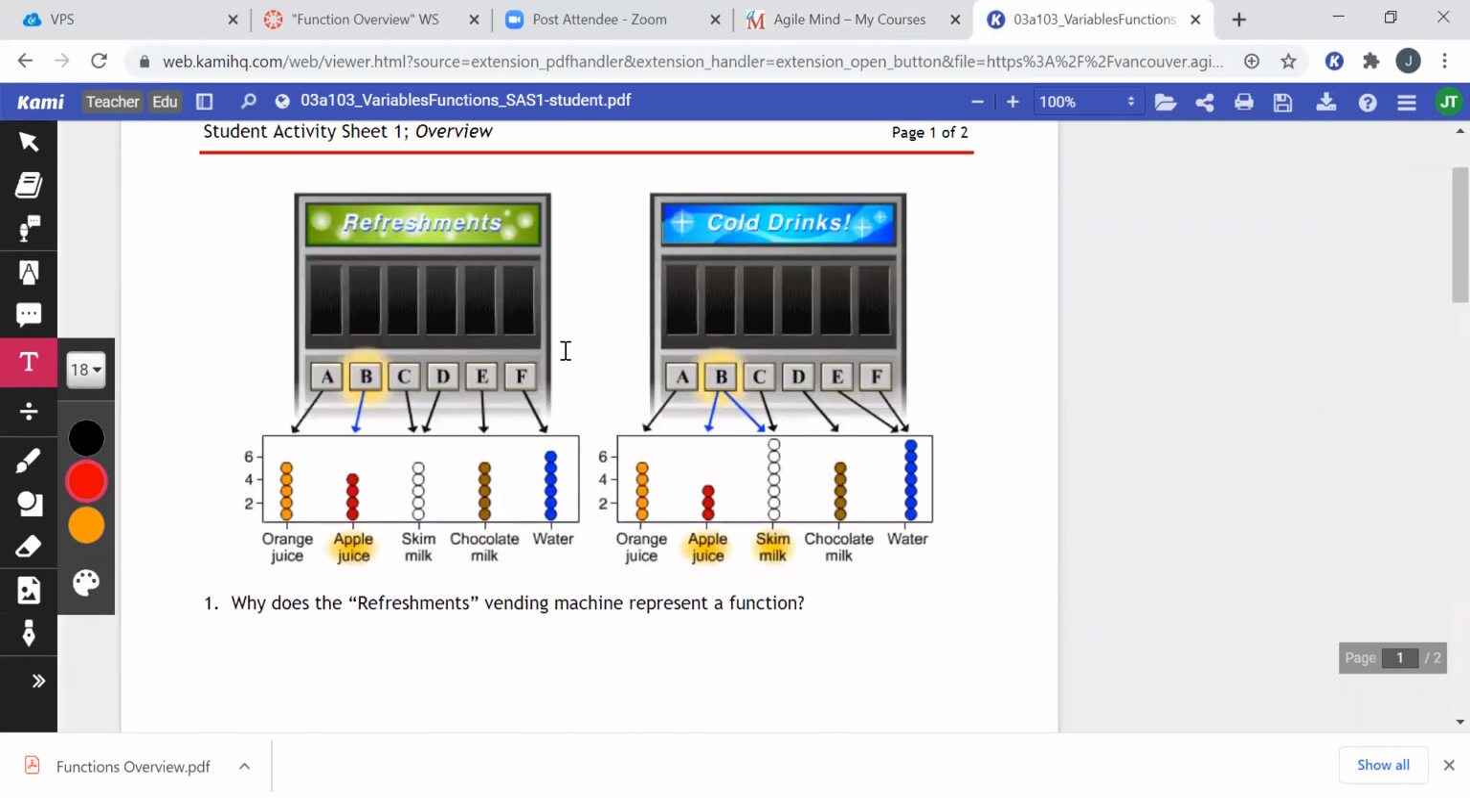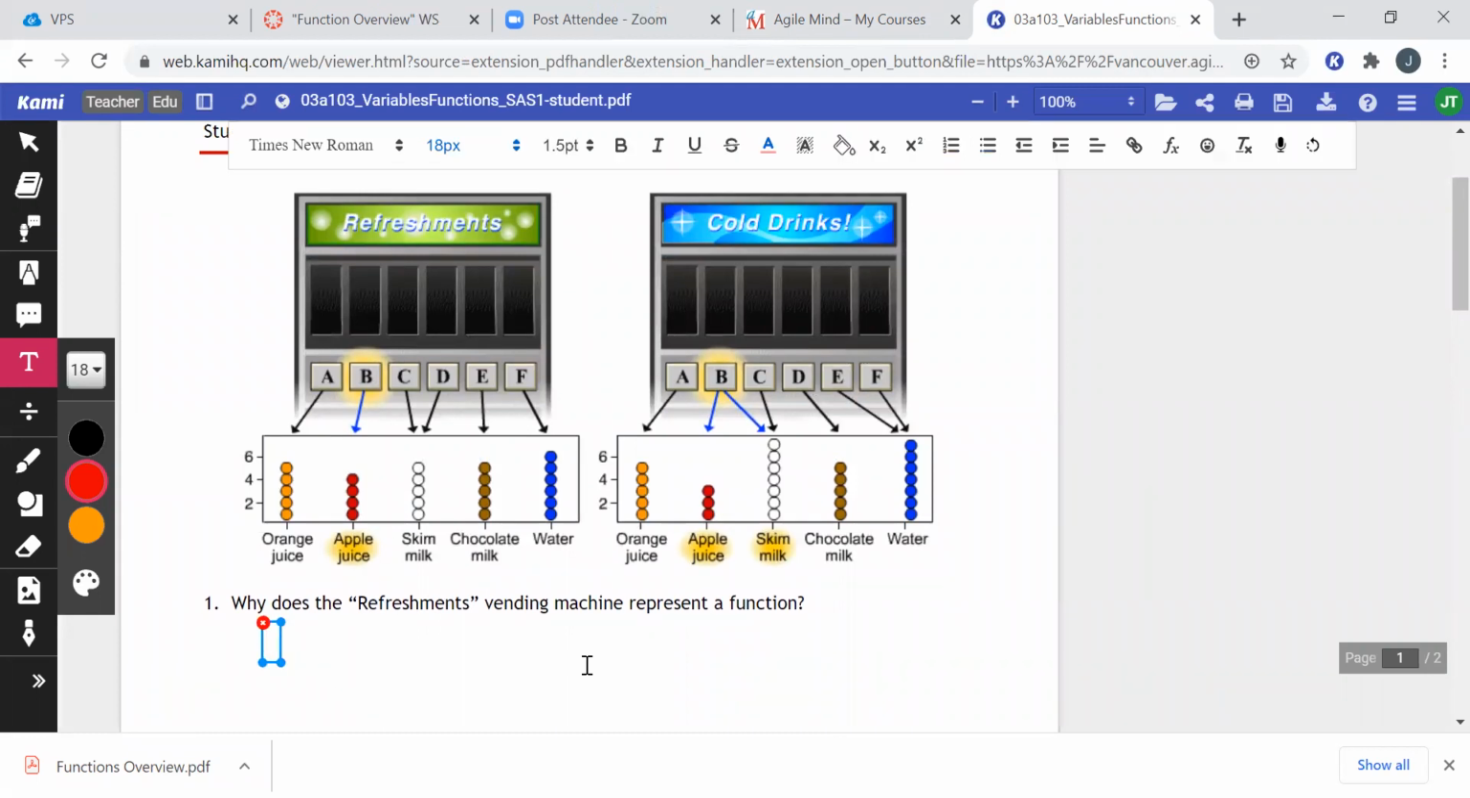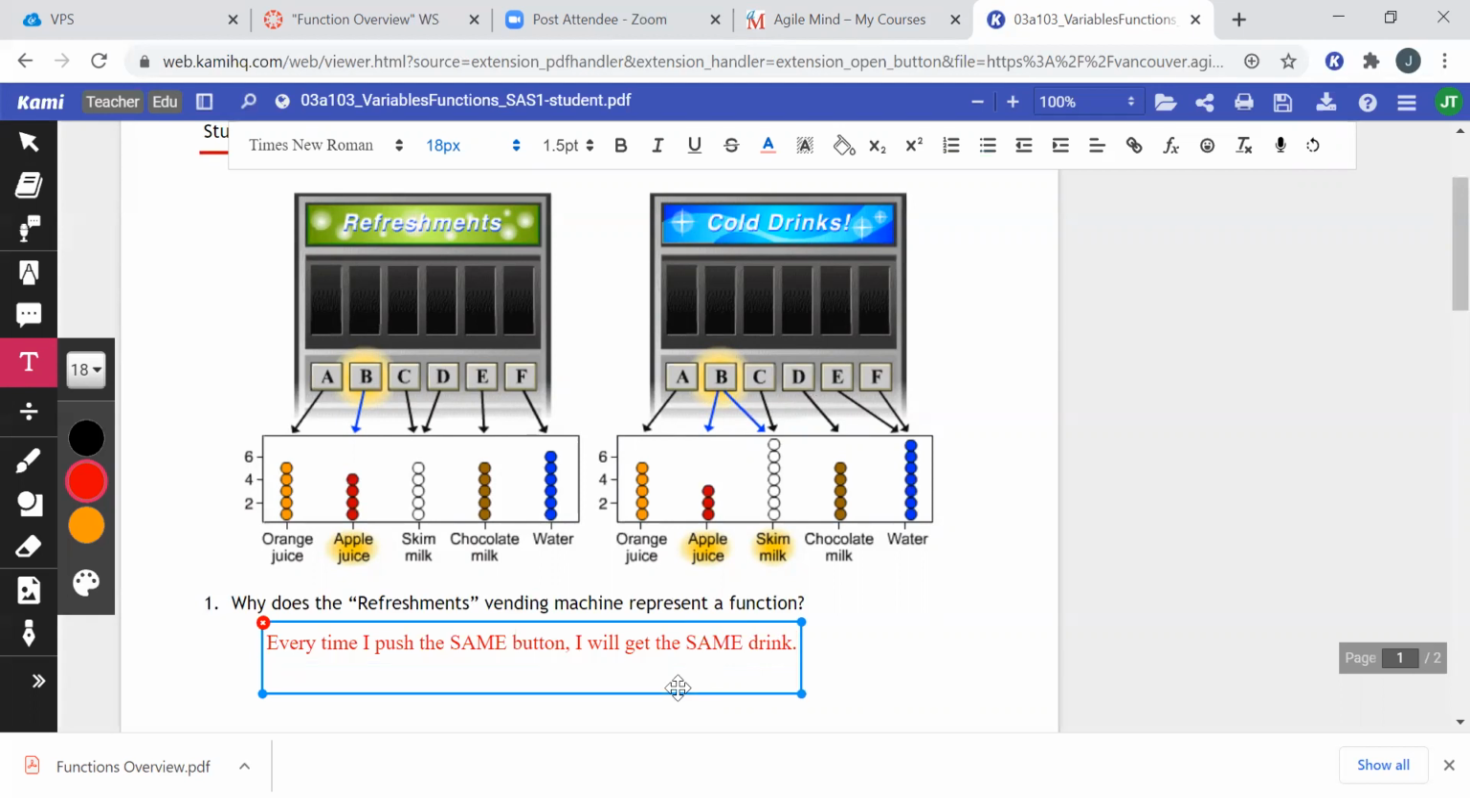Why does the refreshments vending machine represent a function? So here's the deal. Every time I push the same button, I will get the same drink. That's why. Just so you understand, this right here on the left side is what we would call our input. And this would be our output.